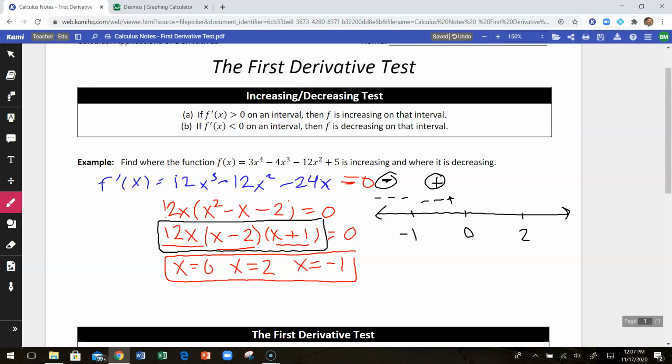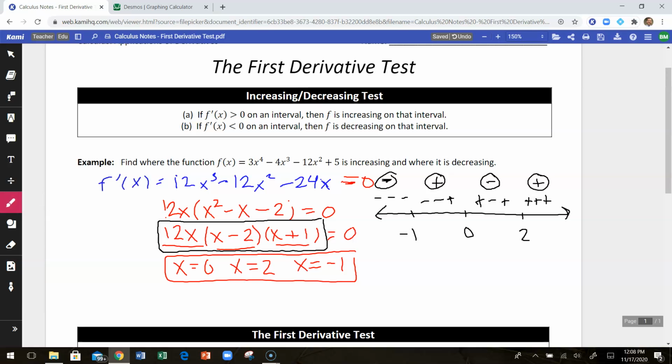Between 0 and 2, like 1, 12 times 1 is positive. 1 minus 2 is negative. 1 plus 1 is positive. A positive times a negative times a positive is going to give me a negative value. And something bigger than 2, like 3, I would get a positive for all 3 of these. So that's going to give me a positive value there.